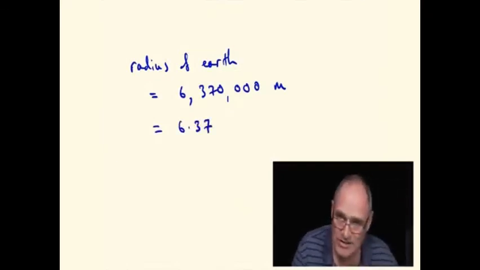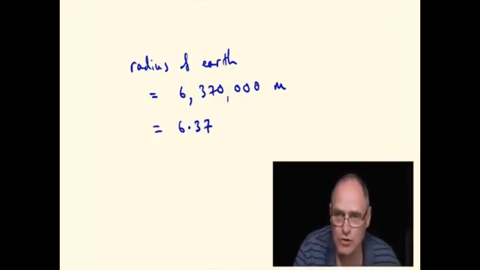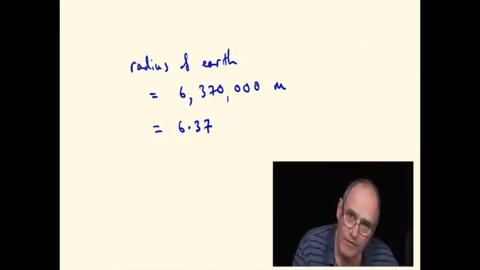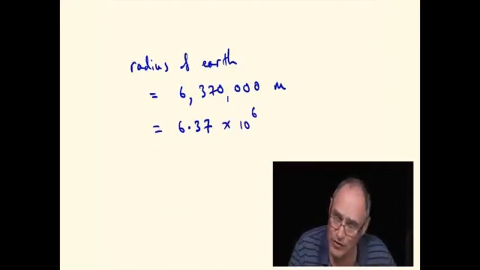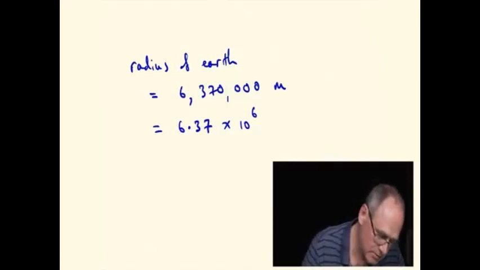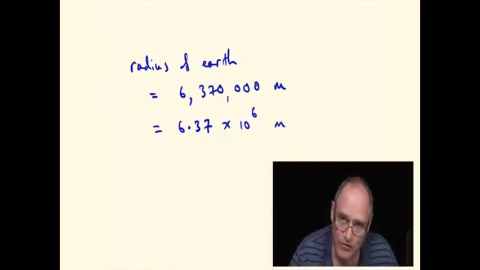I only list 3 digits, and we put the decimal point between the first 2 digits. And to recover the original measurement, we multiply by an appropriate power of 10. So the radius of the Earth in scientific notation is 6.37 times 10 to the 6 metres. And then the person receiving this information knows that you're only quoting the first 3 digits as accurate in this estimation of the radius of the Earth.